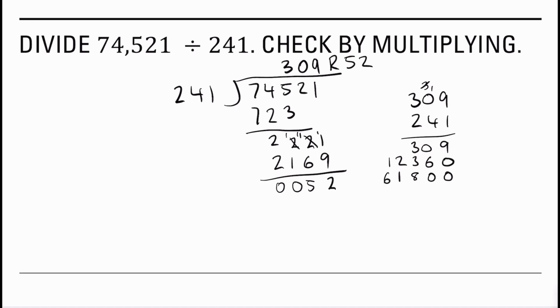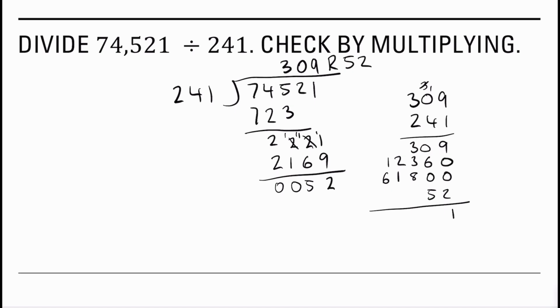Now we can choose to add on our 52 here as well, which is the remainder. So we can add all these together. So we get 9 plus 2, which is 11. Then we get 1 plus 6, which is 7, plus 5, which is 12. Then we get 1 plus 3, 4, plus 3, 7, plus 8, 15. Then we get 4 once we add up here. Then we get 7 once we add up here. And so we end up with 74,521, which is the same as our dividend.